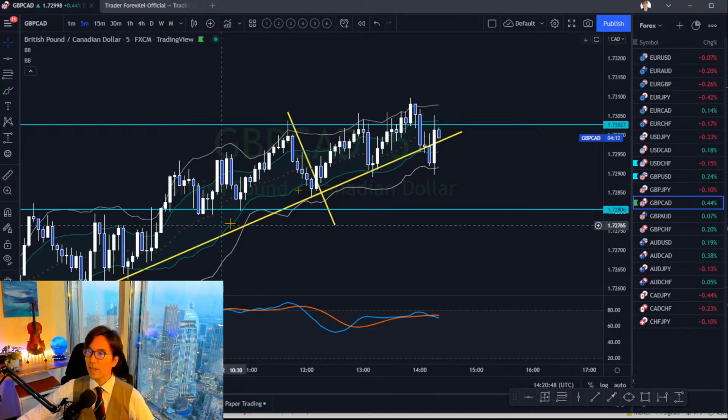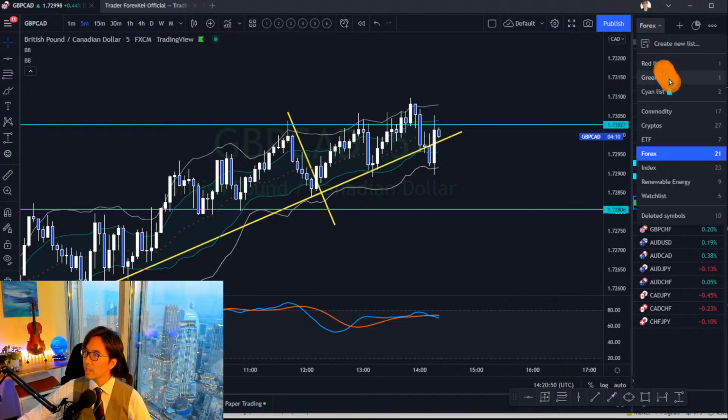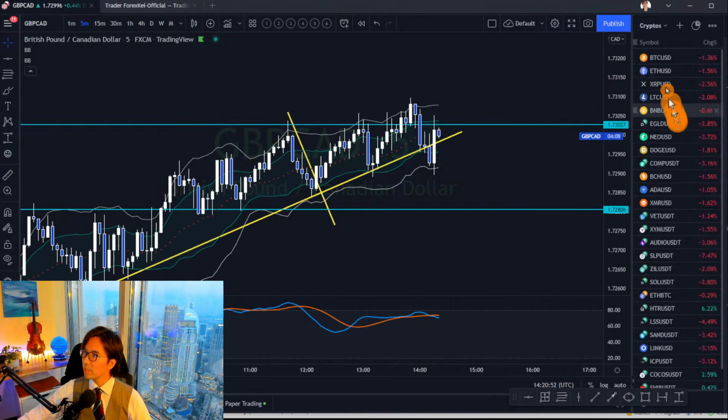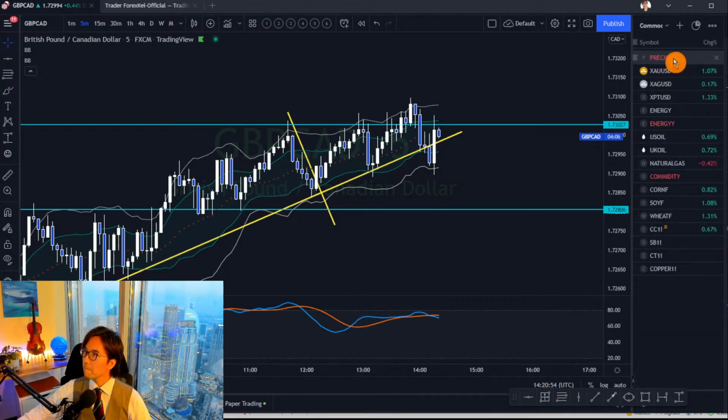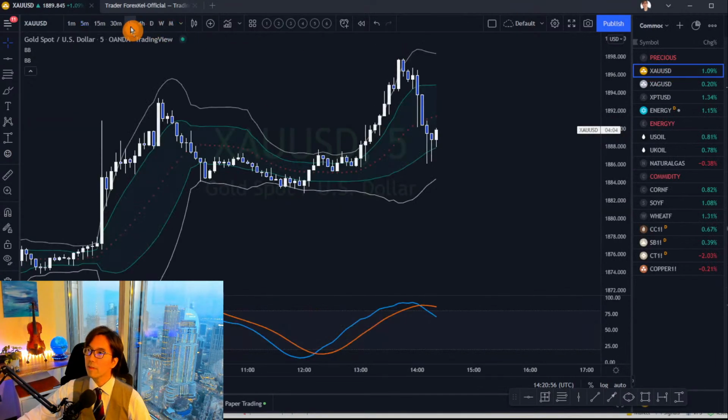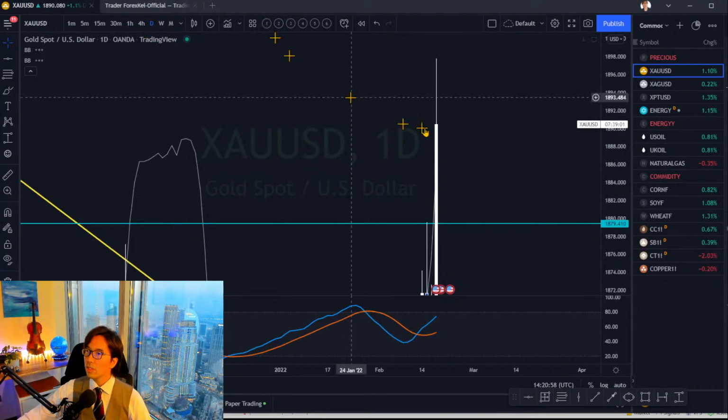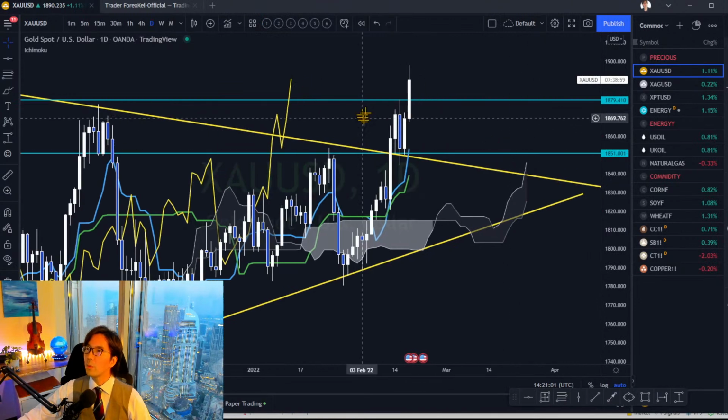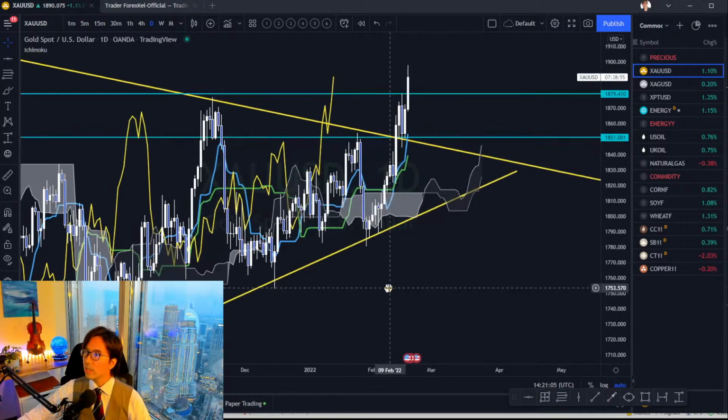Can you look at the gold? All right, let me check gold. I think it's range. Let me check gold in the daily time frame. Oh, it broke the resistance. Now it's going up. Okay, so that's good. Gold is going up now.